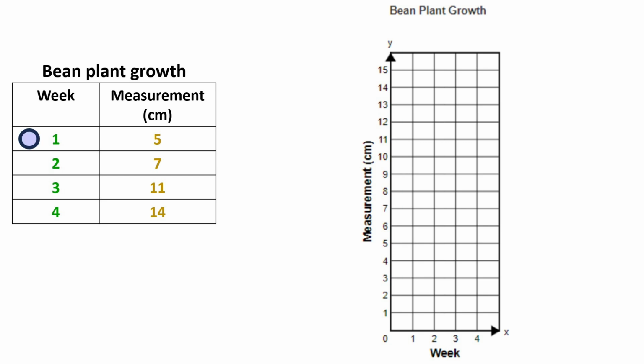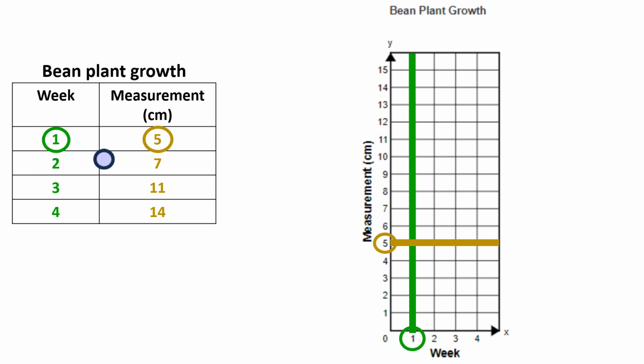Let's plot the purple point. The purple point has a week value of 1. We'll circle the number 1 on the week axis. Then, we'll highlight the entire line that has a value of 1. The purple point has a measurement of 5 centimeters. We'll circle the number 5 on the measurement axis. Then, we'll highlight the entire measurement line that has a value of 5. Next, we find the place where these 2 highlighted lines cross. That place is where the purple point goes.